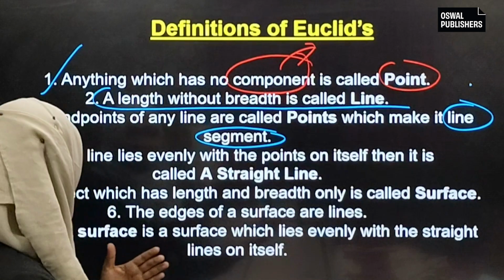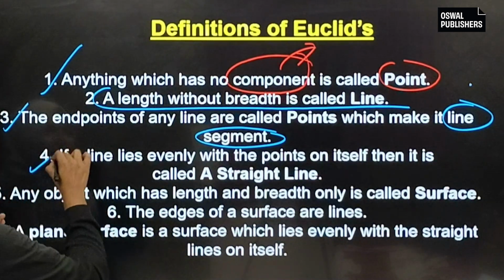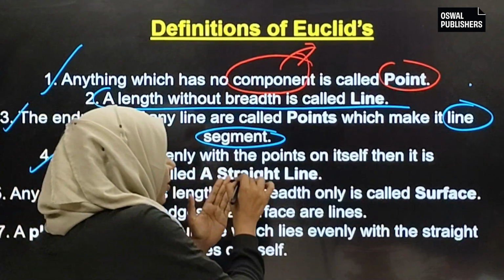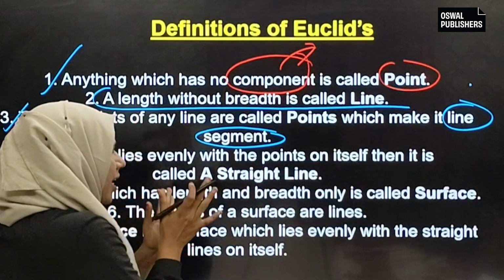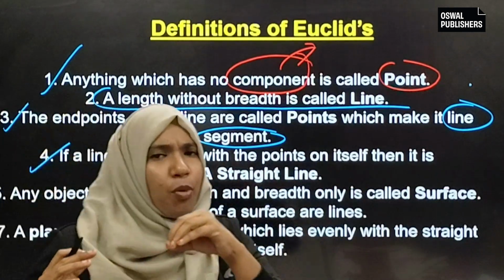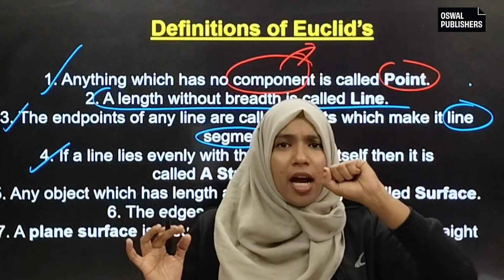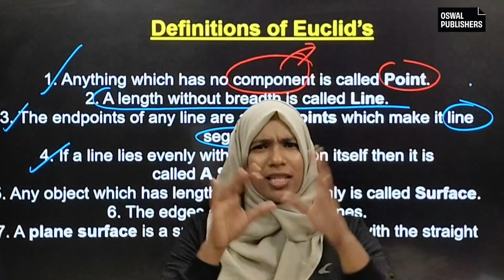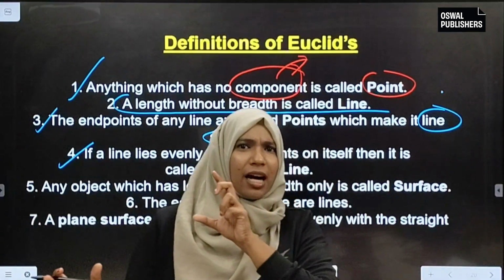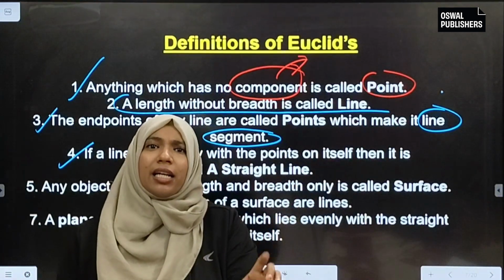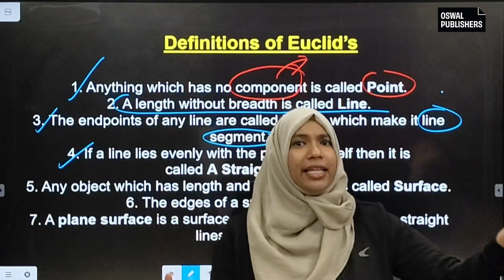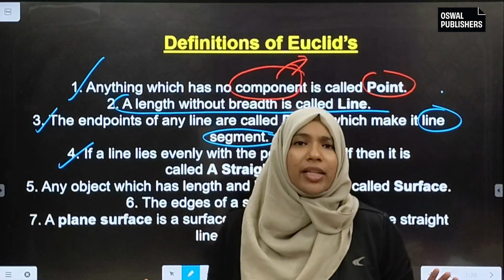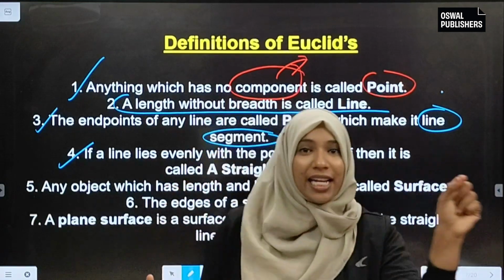And moving to the next definition, it is saying that if a line lies evenly with the points on itself, then it is called a straight line. അതായത് ഒരു ലൈനിന്റെ അകത്തുള്ള പോയിന്റ്സ് ഈവൻലി പൊസിഷൻ ചെയ്തിരിക്കുകയാണെന്നുണ്ടെങ്കിൽ ആ ലൈനെ നമുക്ക് സ്ട്രെയിറ്റ് ലൈൻ എന്ന് വിളിക്കാൻ പറ്റും എന്നാണ് പറയുന്നത്. വാട്ട് ഇസ് ദ മീനിങ് ഓഫ് ദാറ്റ്? ദാറ്റ് ഇസ് നമ്മൾ എടുക്കുന്ന ആ ഒരു ലൈൻ ഉണ്ടല്ലോ, ഇതിന് കർവ്സ് ഇല്ല, ബെൻഡ് ഇല്ല, ആ രീതിയിലാണെന്നുണ്ടെങ്കിൽ നമുക്ക് അതിനെ എന്തെന്ന് വിളിക്കാം? വി ക്യാൻ കോൾ ഇറ്റ് ആസ് എ സ്ട്രെയിറ്റ് ലൈൻ എന്ന് വിളിക്കാം.